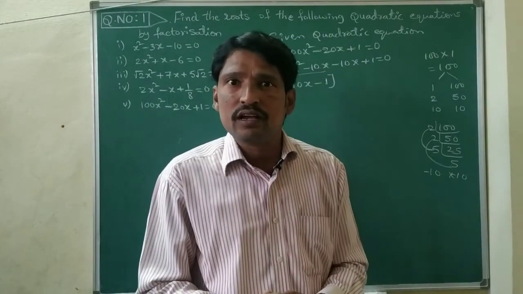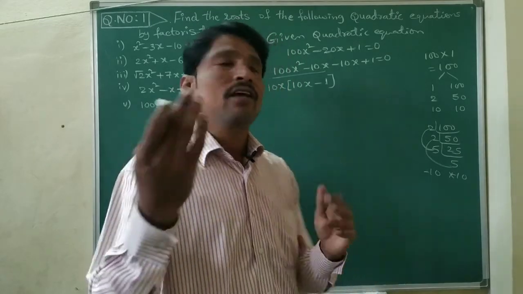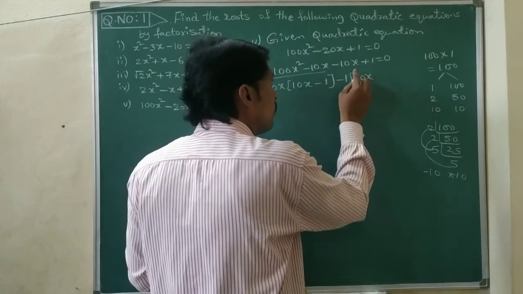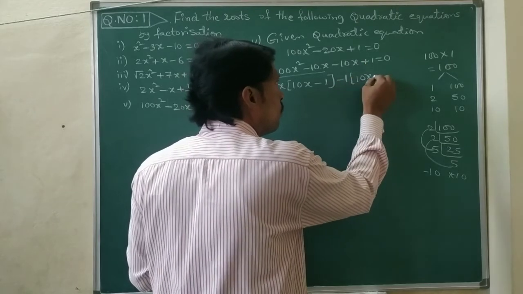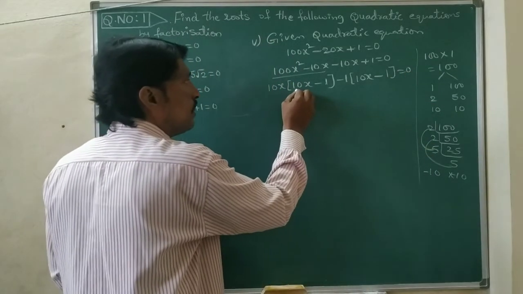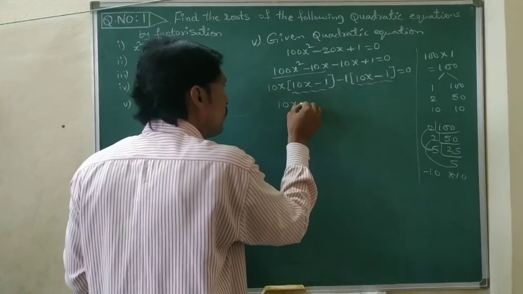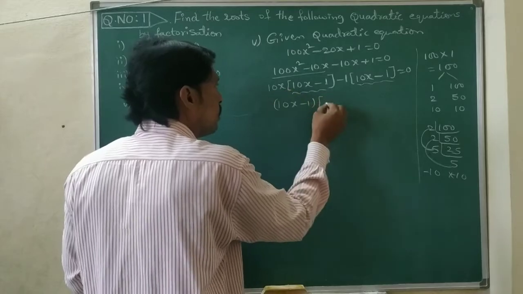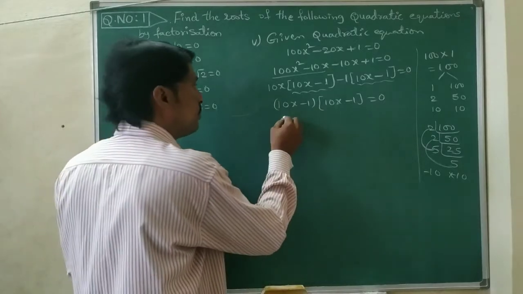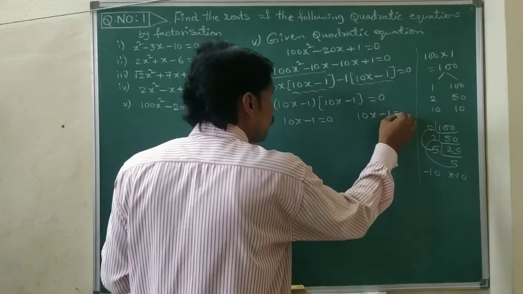Which one do we need to take as common? We are not getting any common, which means we need to take 1 as common. Minus 1 I took as common, so 10x as it is; here we need the plus, since minus into minus gives plus, equal to 0. Now here 10x minus 1, here also 10x minus 1. You can take it as common: 10x minus 1 I took as common, here 1 remained. 10x minus 1 equals 0. Now write 0 individually: 10x minus 1 equals 0 and 10x minus 1 equals 0.